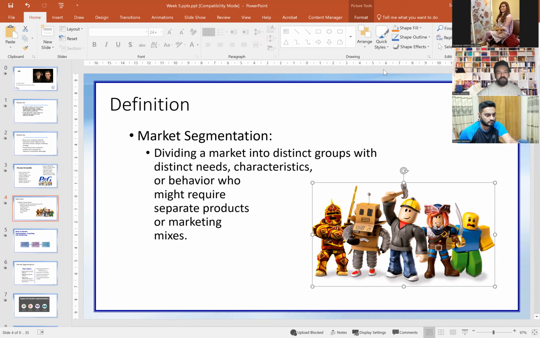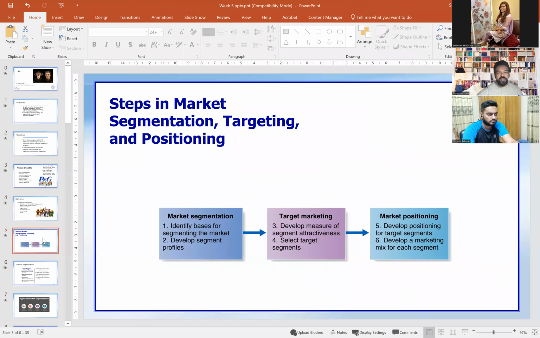Now, it may sound easier, but we need to look into the different ways we can do the segmentation. But anyway, this is the model that we need to keep in mind as marketing professionals: you first segment, that means you slice and dice the whole market into smaller pieces, identify the basis for segmentation, and then you target the market, develop measures of segment attractiveness, select the target markets. Because once you identify the segments to which you're going to offer your product or service, you develop specific targeted promotion or ways to do that.